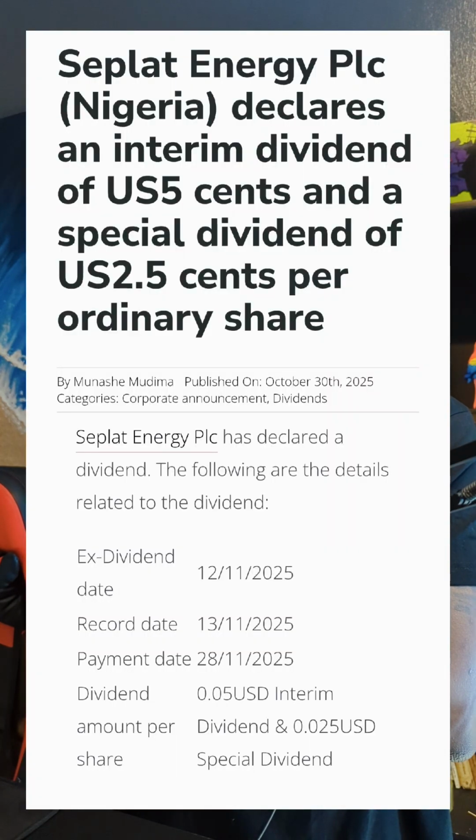Then the third stage of a dividend is basically the record date. Your record date is when the company checks who owns the shares, right? And then the fourth stage is the payment date.